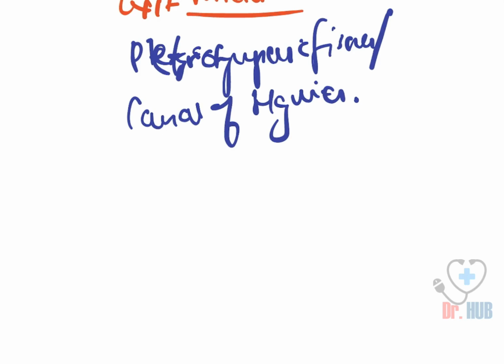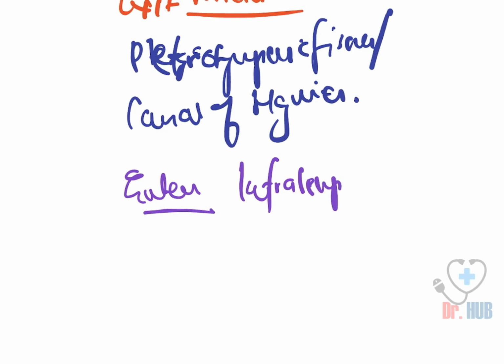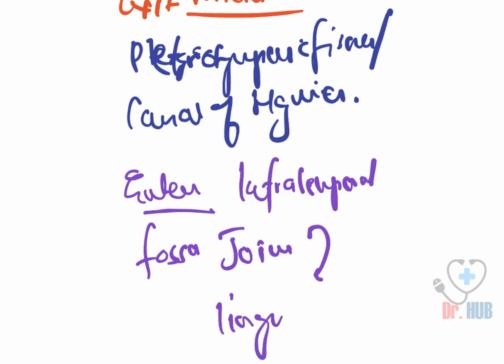Now looking at the course, it enters the infratemporal fossa, and there it joins the lingual nerve. Next, what is the ganglion involved? The ganglion involved here in case of the submandibular gland is the submandibular ganglion.